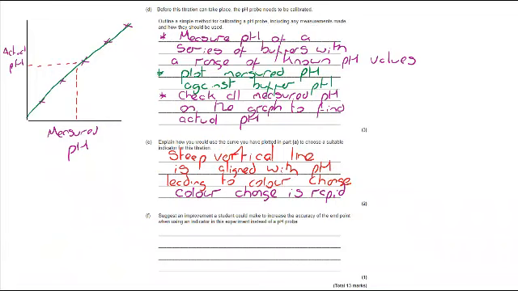Moving on to part F, suggest an improvement a student could make to increase the accuracy of the endpoint when using an indicator in this experiment instead of a pH probe. So when we're using an indicator, we want to add the solution. You'd do this with a pH probe as well, actually. It would improve it. But adding solution dropwise near the endpoint, because pH changes rapidly near the endpoint, and a single drop may well be enough to take you from below the endpoint pH to beyond. So we would add solution dropwise near the endpoint.